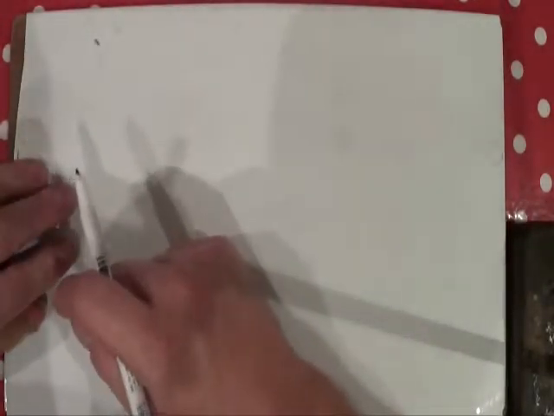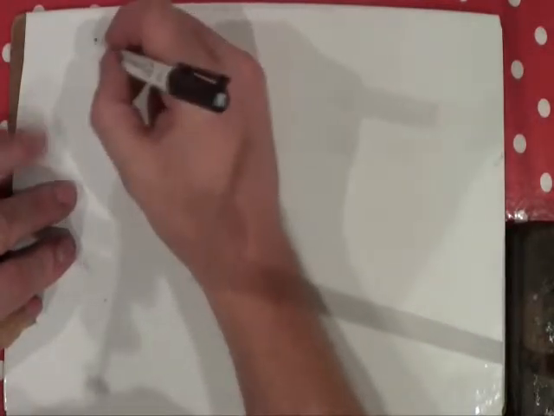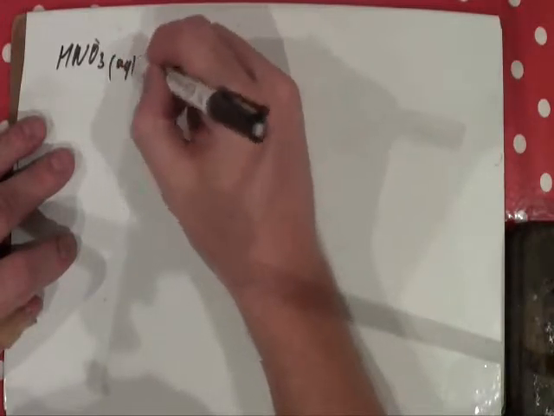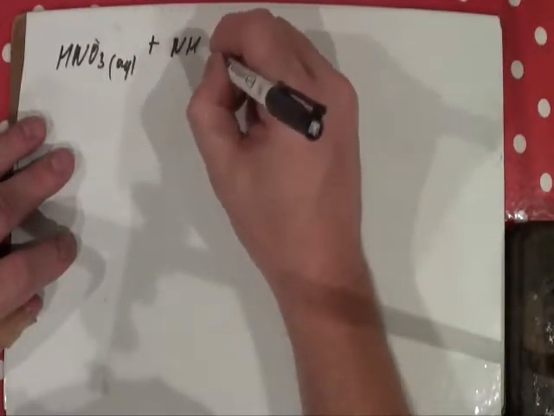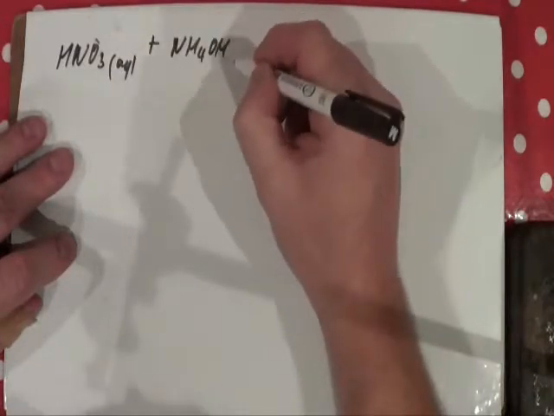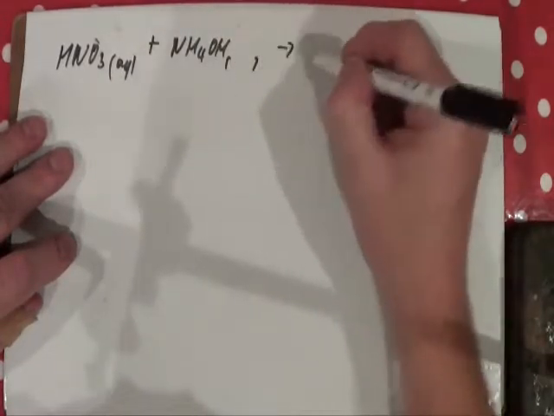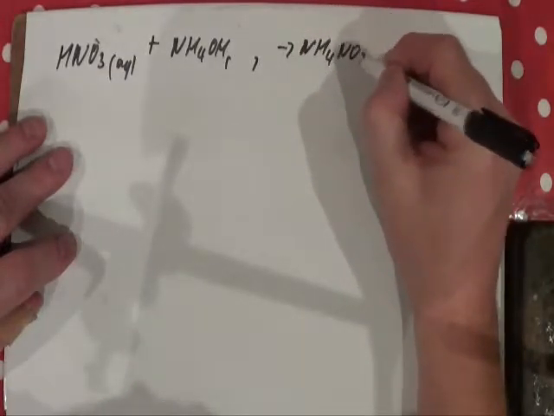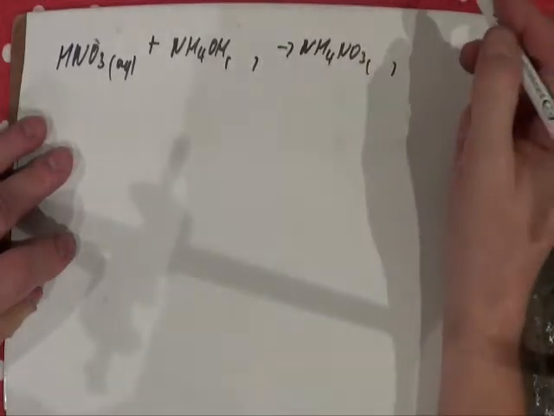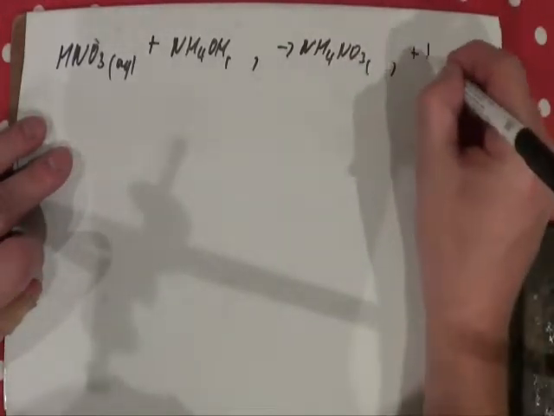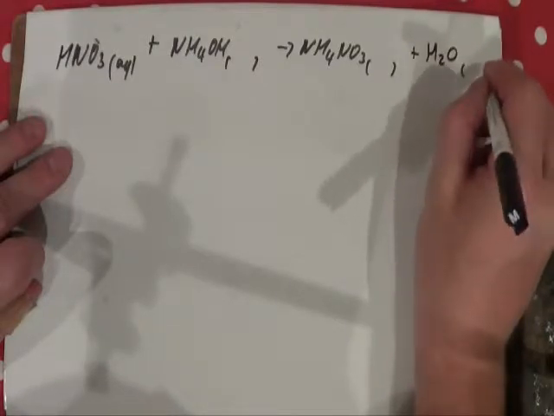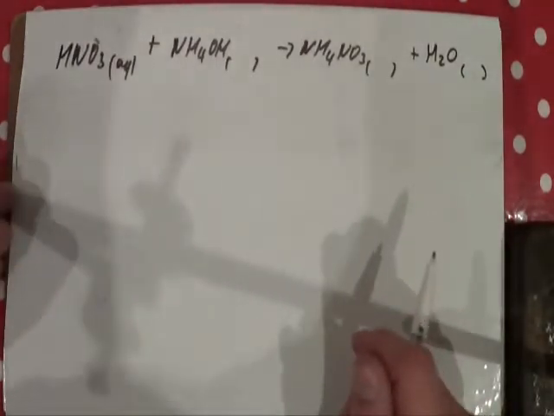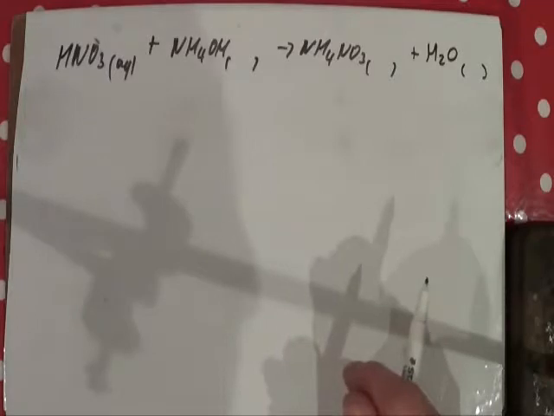Next one that we're going to have a look at then is nitric acid plus ammonium hydroxide goes to ammonium nitrate. Again, read the question carefully. Look for words like aqueous. Look for words like solution. Look for words like precipitate. Precipitate means solid. That tells you immediately the state symbol without you having to go to the table.